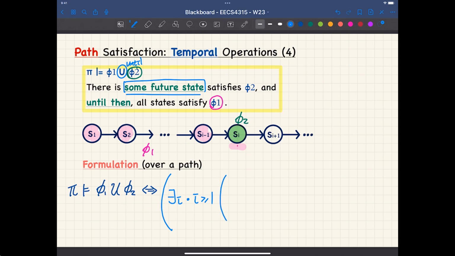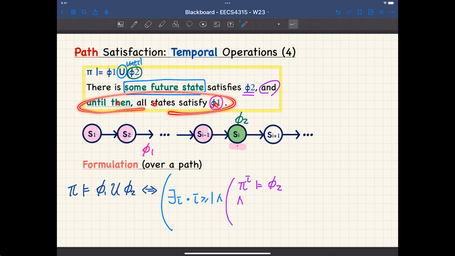And then over here, we're saying that at that future state, phi 2 will be satisfied. That means pi i satisfies phi 2. And how do we formulate this part here? Until then, all the states satisfy phi 1.